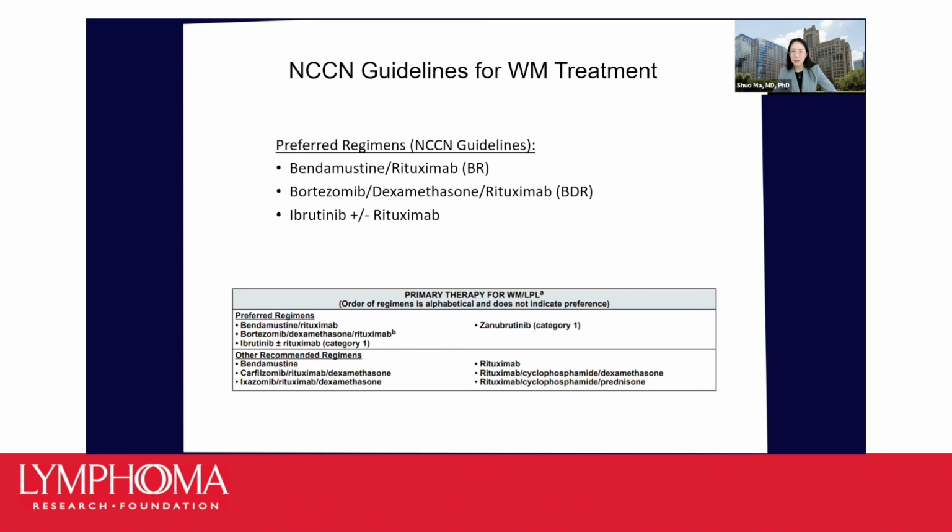And lastly, the NCCN guidelines for Waldenström treatment. The preferred regimens include bendamustine rituximab, and bortezomib, dexamethasone, rituximab. Those are the two conventional treatments, or the two BTK inhibitors, ibrutinib or zanubrutinib. And then there are a number of other recommended regimens as well. So many different treatment options for Waldenström and many new agents being developed for Waldenström. I really think we're at a very good time and I'm very optimistic about the future of Waldenström patients.